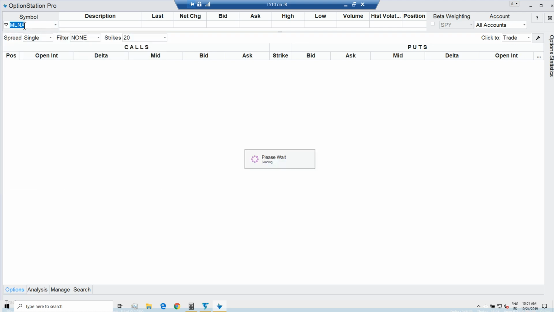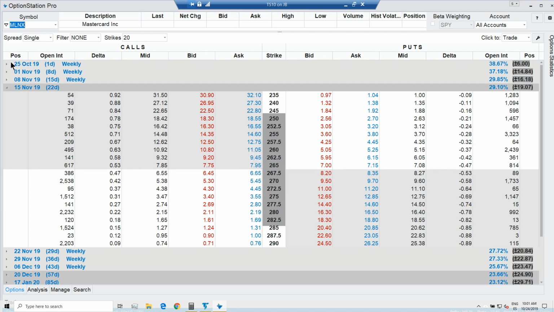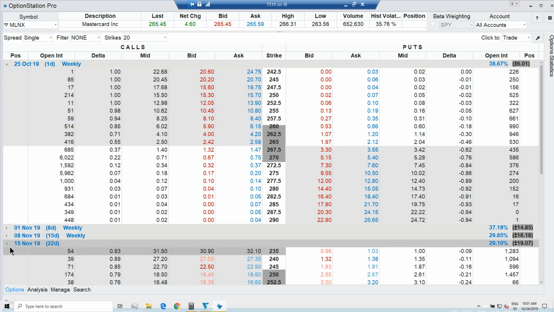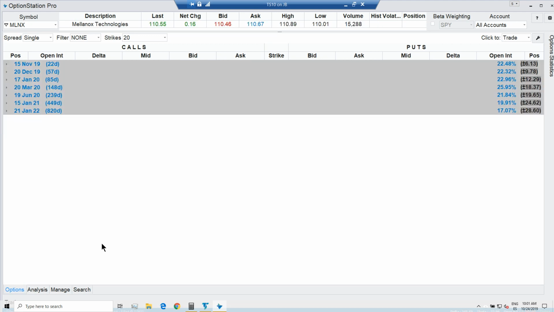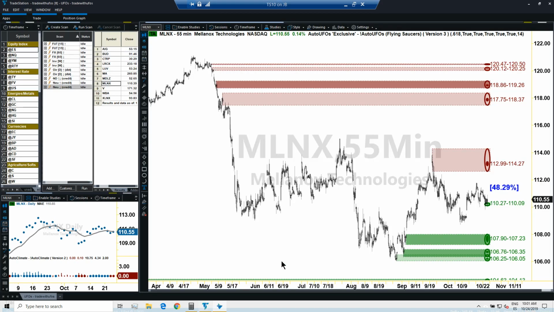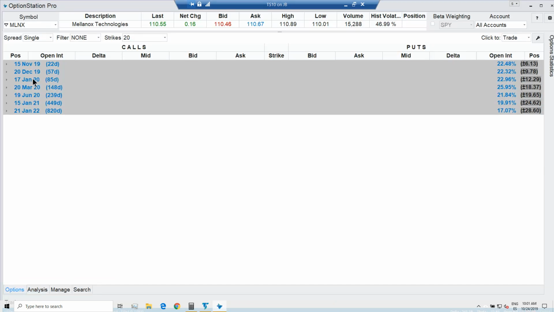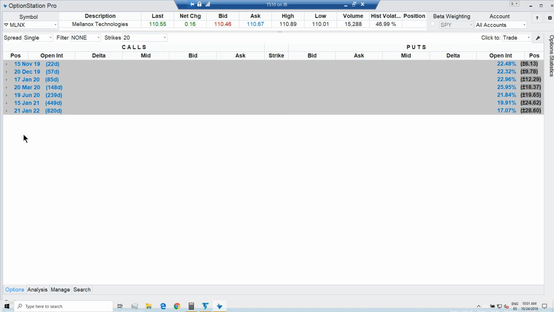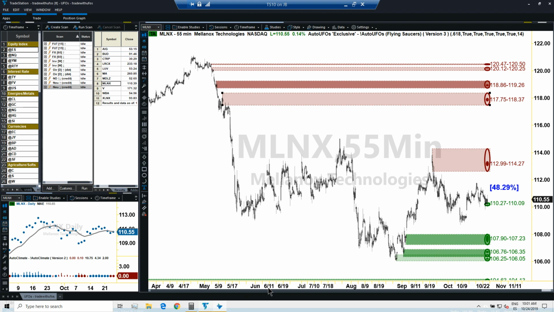MLNX. Using tomorrow. If I do so, I need to do 118. So, wait a minute. There are no weekly expiration dates for MLNX. Okay, so yeah, definitely no trade.